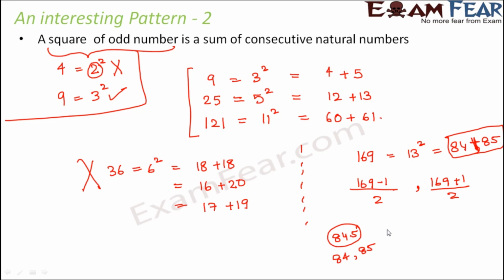The concept is somewhat like this. Let's say this is your 169. If you want to write 169 as a sum of two things, what we are trying to do is divide 169 into two equal parts. Now the sum of these two equal parts will be equal to 169. When you exactly divide it into two equal halves, each half is 84.5. But we are looking for natural numbers. Therefore, for one number we subtract 0.5 and get 84. For the other number we add 0.5 and get 85. So 84 plus 85 also gives us 169. This is the logic behind this interesting pattern number 2.